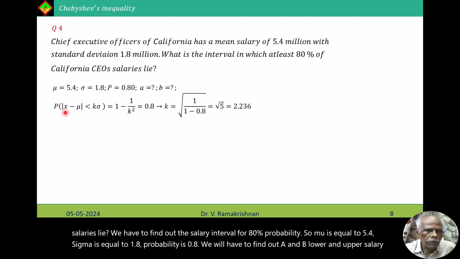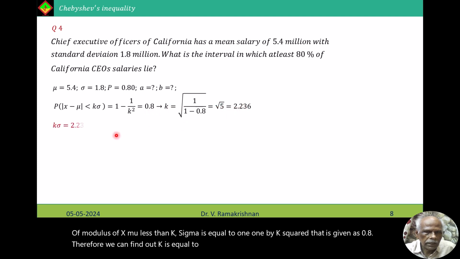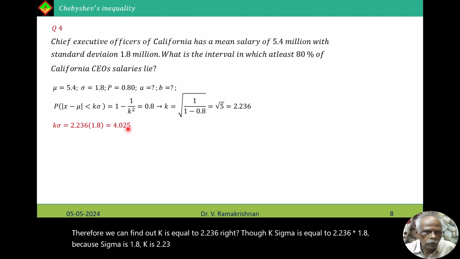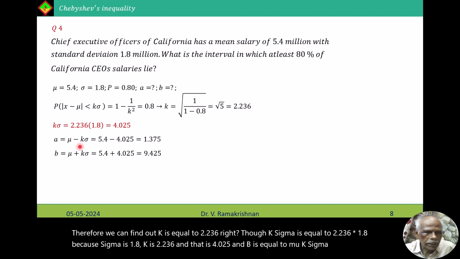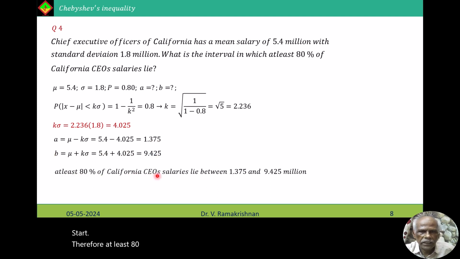So probability of modulus of x minus mu less than k sigma is equal to 1 minus 1 by k squared, that is given as 0.8. Therefore, we can find out k is equal to 2.236. Right? The k sigma is equal to 2.236 into 1.8 because sigma is 1.8, k is 2.236 and that is 4.025. And B is equal to mu plus k sigma, A is equal to mu minus k sigma. A is equal to 1.375, B is equal to 9.425. Therefore, at least 80% of California CEOs' salaries lie between 1.375 and 9.425 million, because between A and B.